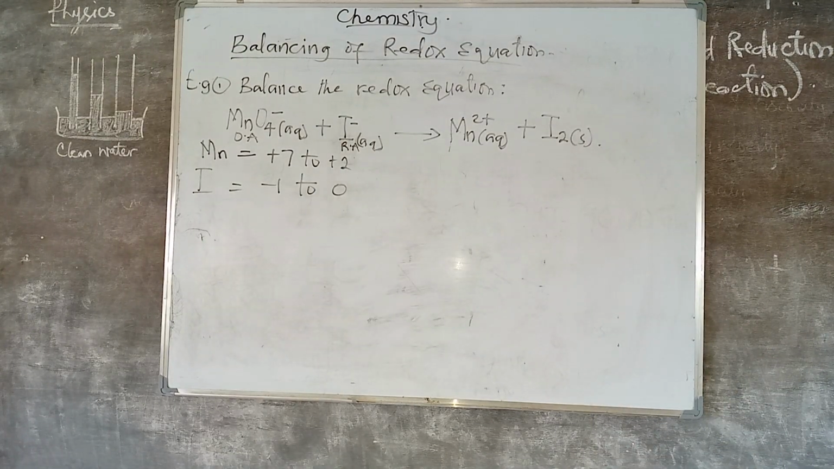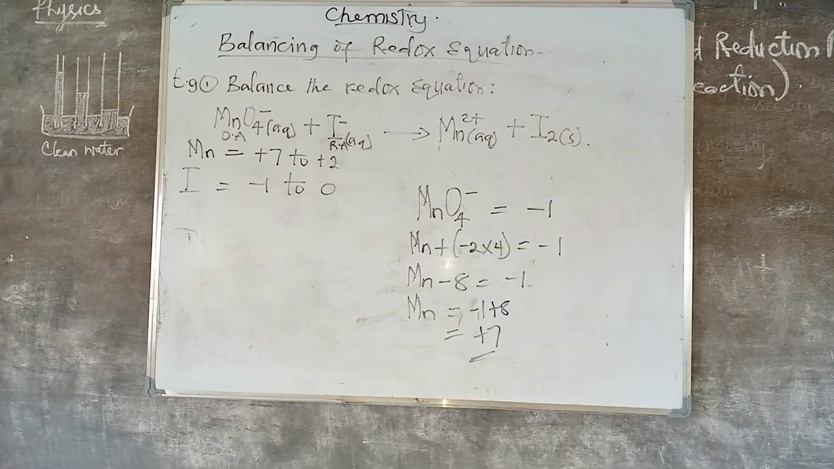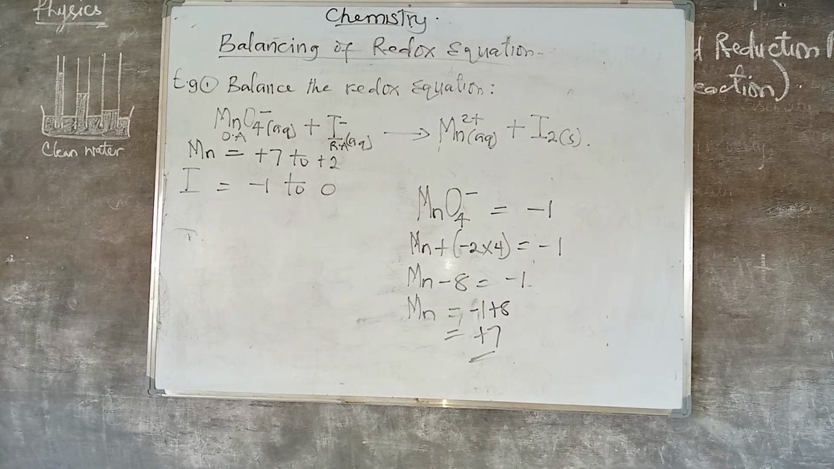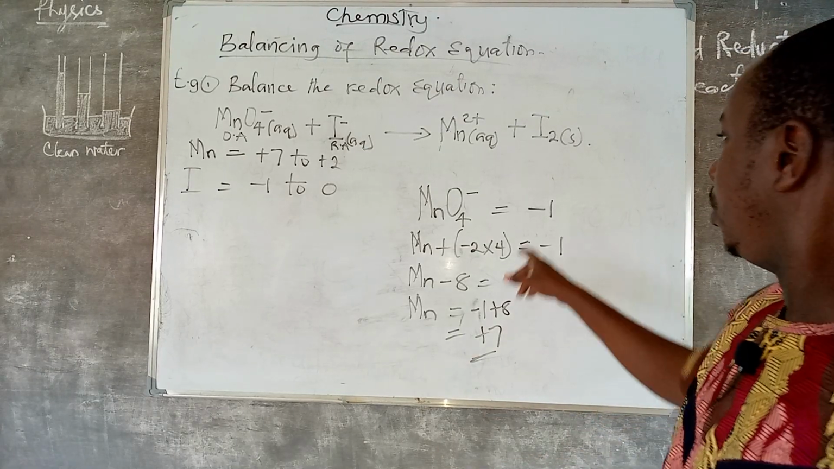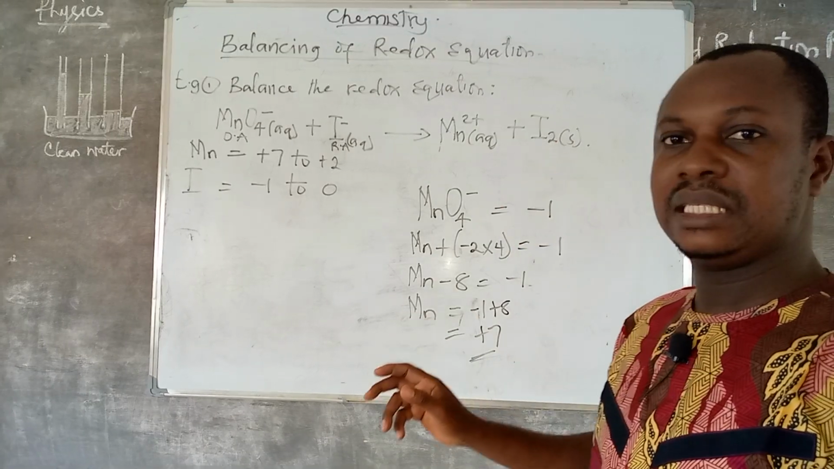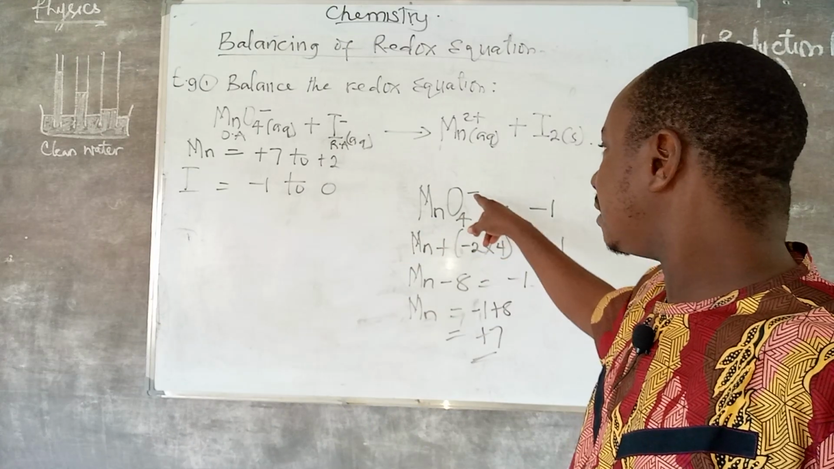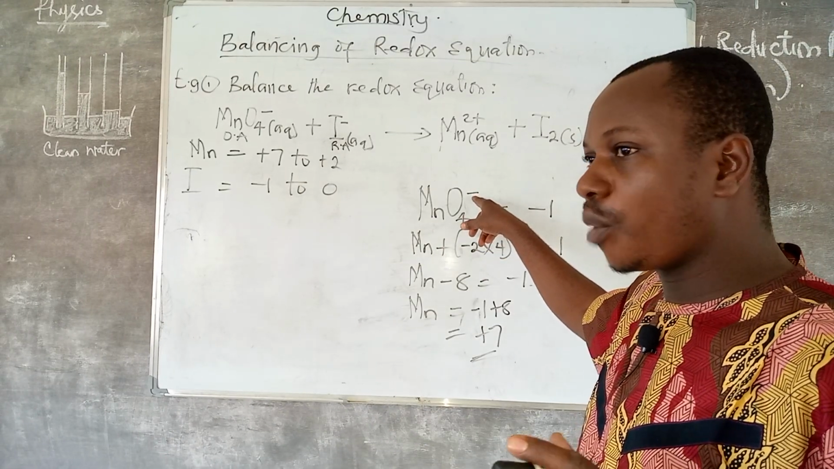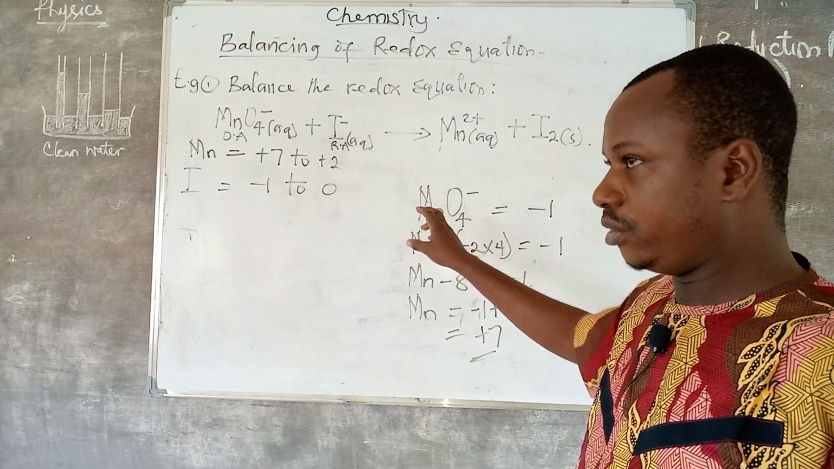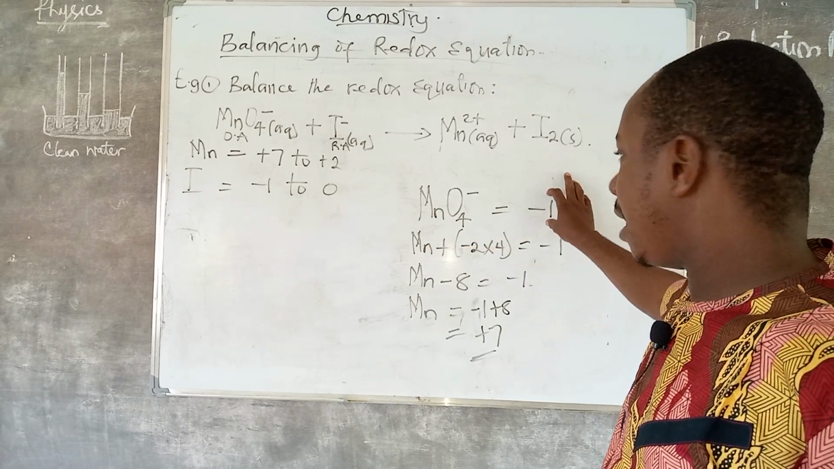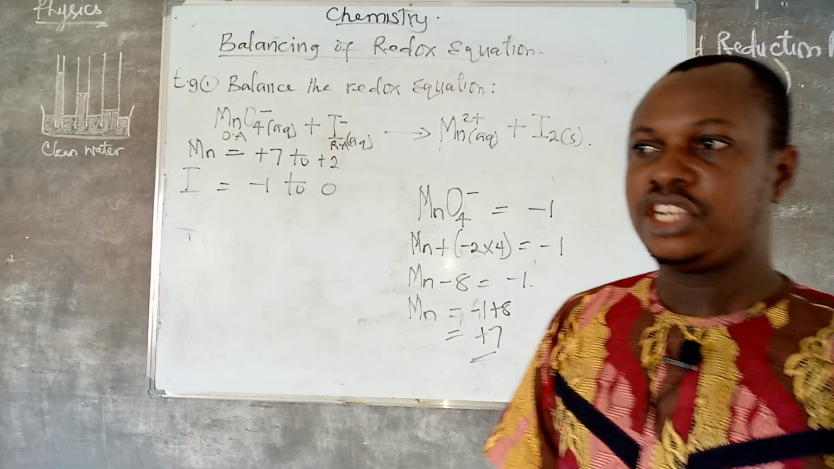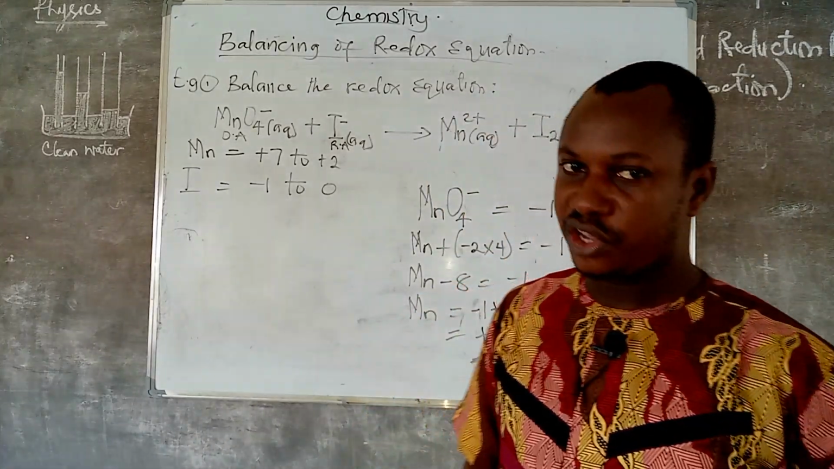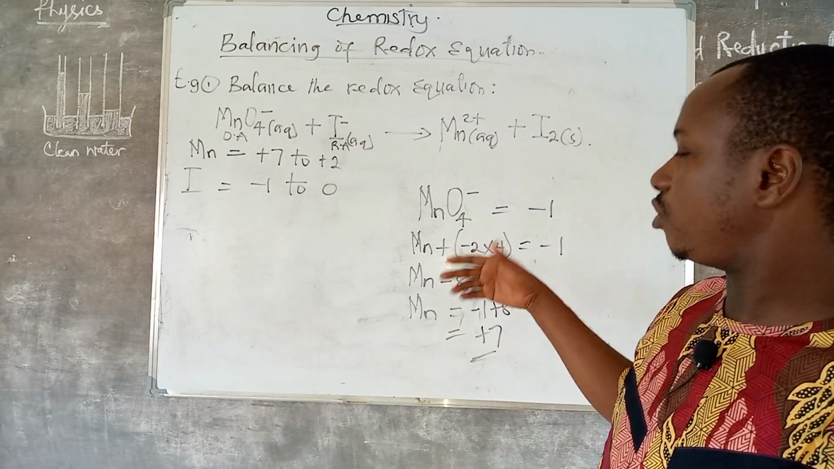Let us see how it is +7. Okay, check on the board. Don't forget that this one is an ion, and that is why I equate the whole thing to -1 normally. If not for this charge on top of this ion, it could have been 0 here. But don't forget, anyone that has a charge, equate it to the charge. Anyone without a charge, equate it to what? 0. That is the way to find the oxidation number.